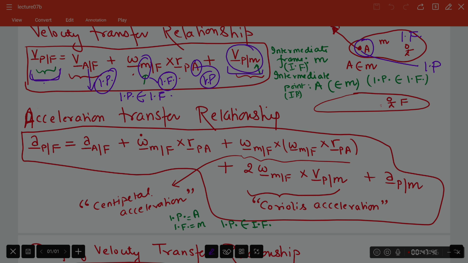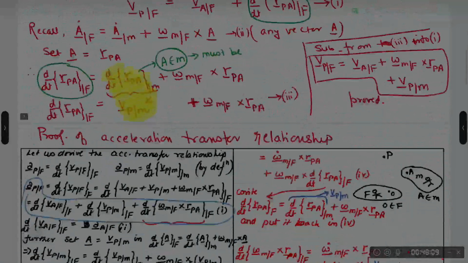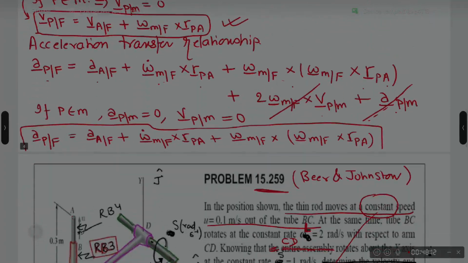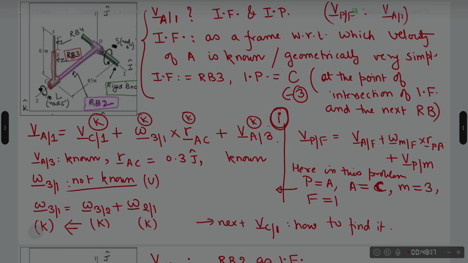Same thing will happen for the acceleration transfer relationship. You are trying to write APF in terms of APM, and for that you need an intermediate frame, M. M is the intermediate frame, and you need an IP, intermediate point, which is appearing here. Okay? So in that problem, currently my quest is to identify an appropriate IF and appropriate IP to proceed further, take the next step.